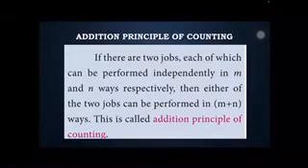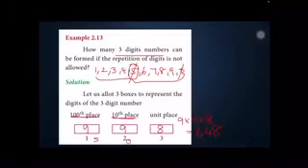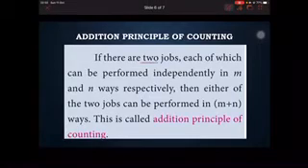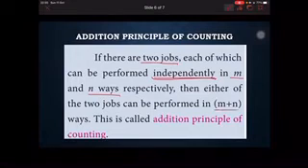Now, addition principle of counting. If there are 2 jobs, each of which can be performed independently in m ways. One job can be done in m ways and another one can be done in n ways. Then either of these two jobs can be performed in m plus n ways.